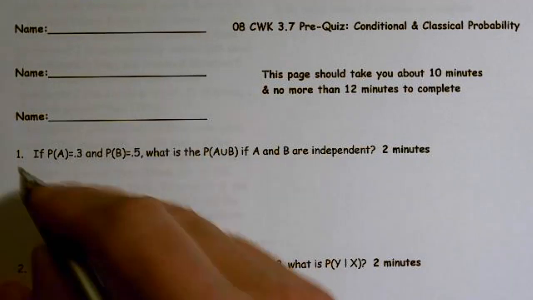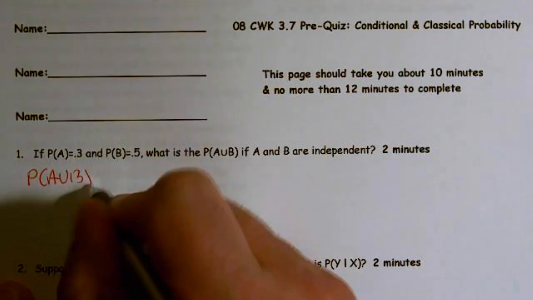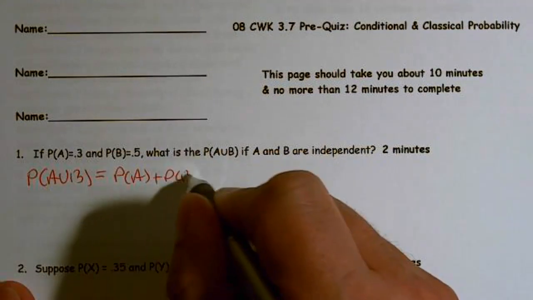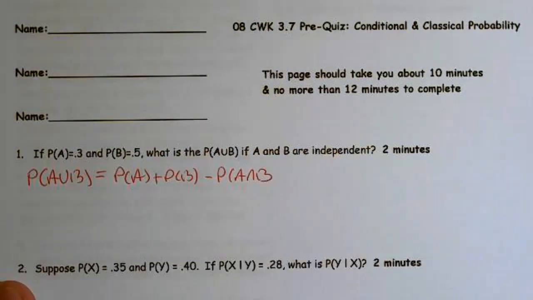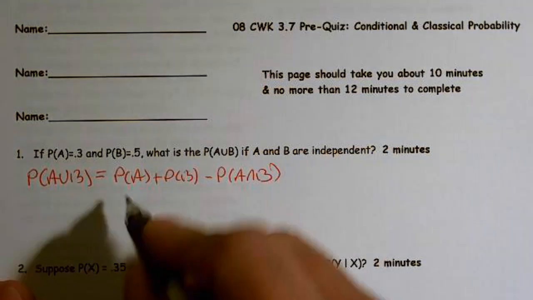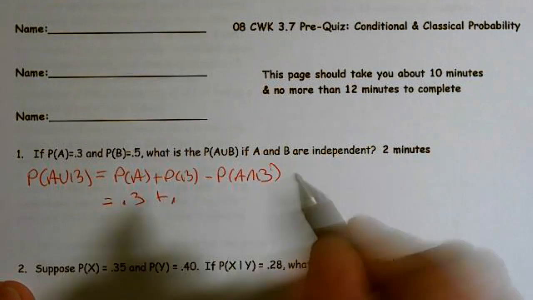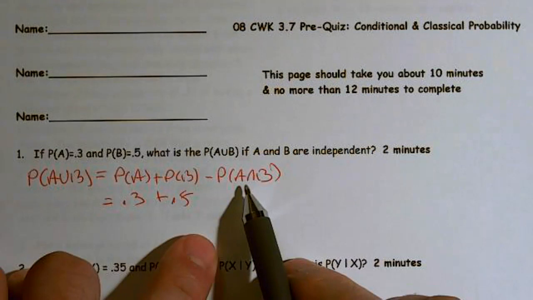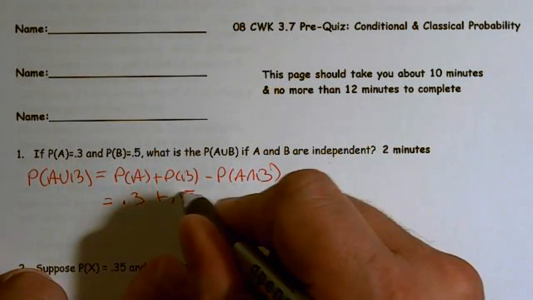We have the probability of A union B. The probability of A union B equals the probability of A plus the probability of B minus the probability of A and B. Now, I start plugging in, and I go, okay, this is 0.3 plus 0.5. But I don't know what the intersection is. But they tell me something. They tell me that they are independent.